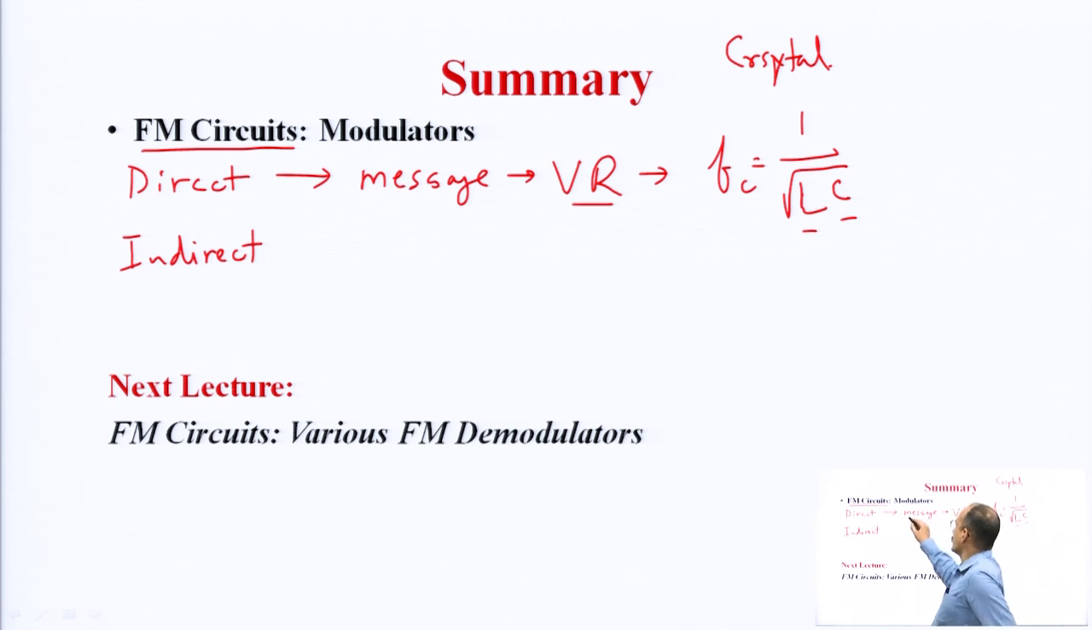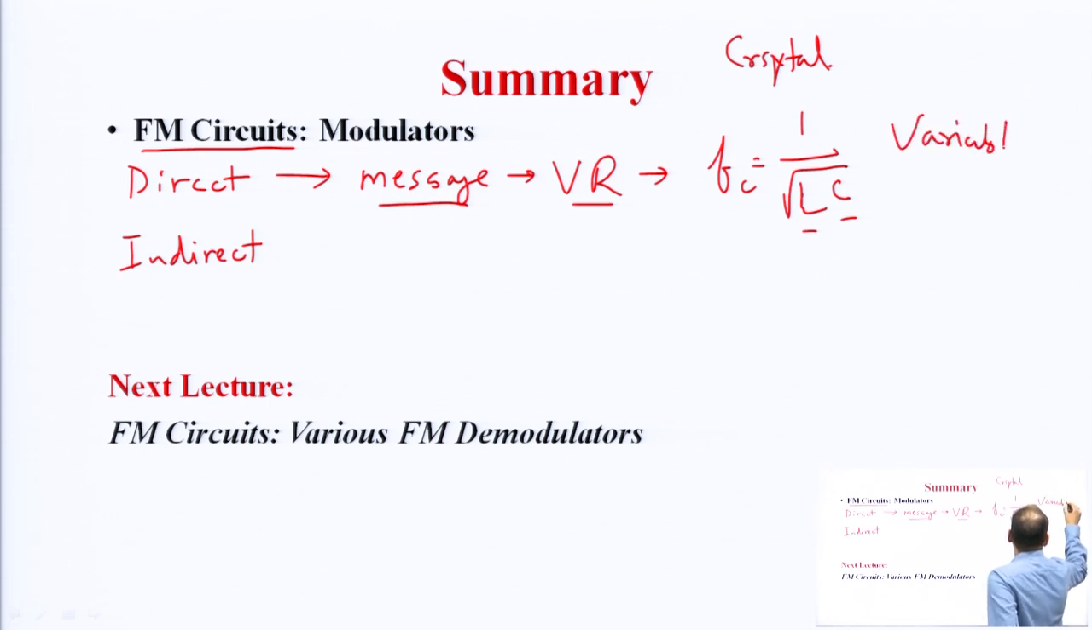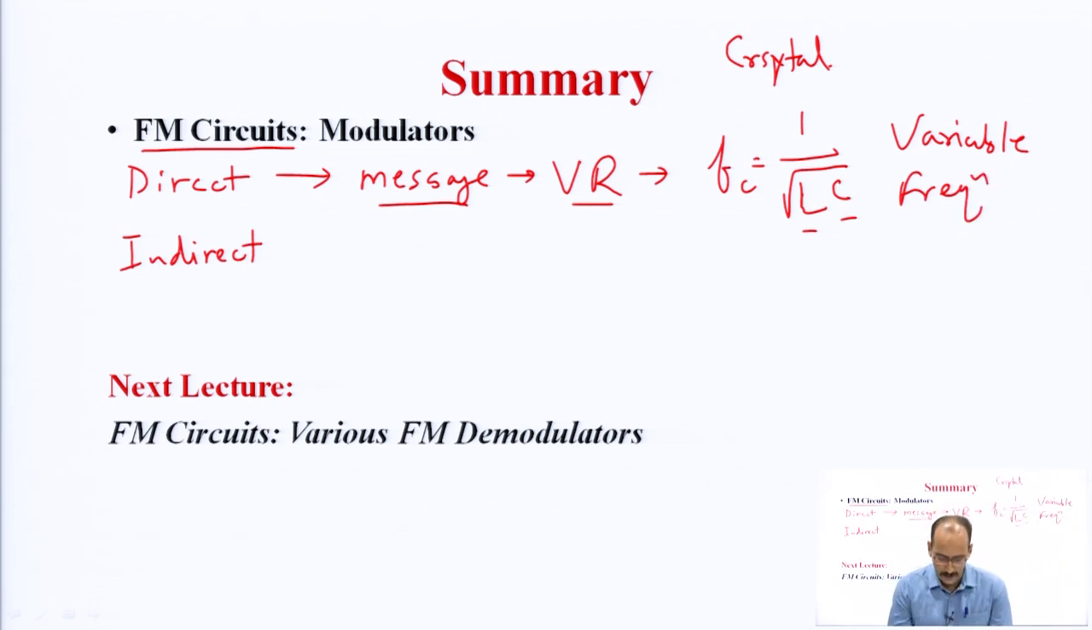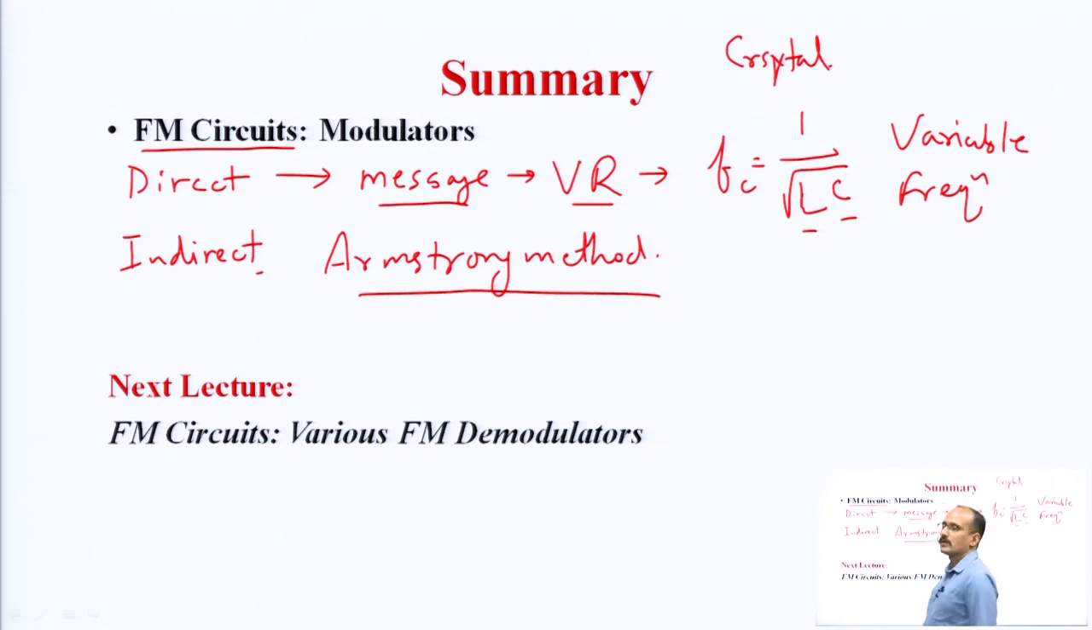So, you are giving the message signal and getting a variable frequency signal, and that variable frequency is also in the range of high frequency. So, this is the direct method. In the indirect method, commonly we have the Armstrong method. That method is not used widely in telemetry systems, that is why it is not covered in this syllabus. But I also want to give you some introduction about the Armstrong method.